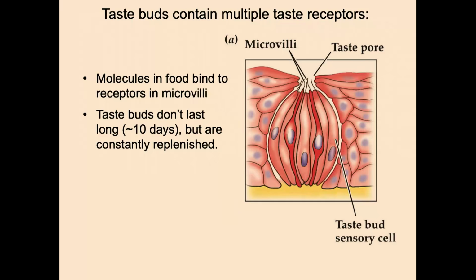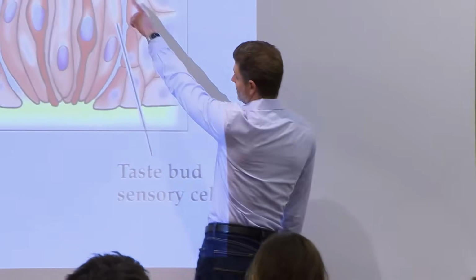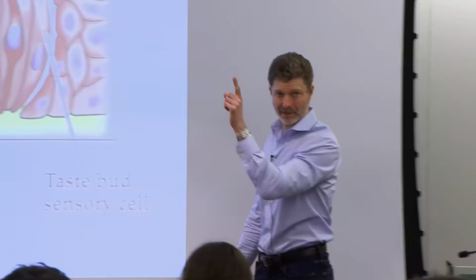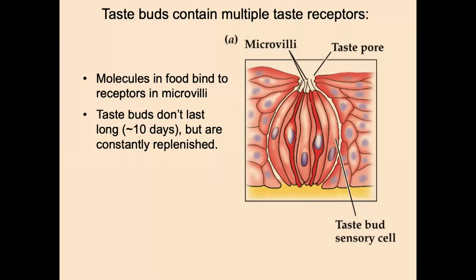Okay, here's a close-up of a taste bud. There are lots of these receptors in a given taste bud. So you eat, there are molecules in the food. They bind to receptors in the microvilli. So again, things kind of like cilia. It's another example of these cells that have something sticking out of them that's got receptors. So your taste buds don't last very long, but are constantly replenished.